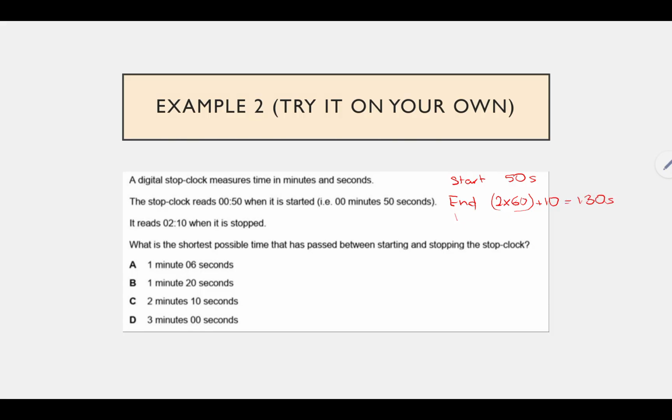Subtract them from each other. 130 minus 50 is 80 seconds. Putting this into minutes and seconds, 1 minute is 60. So 1 minute. And how much do I have from the 80? 80 minus 60 is 20 seconds. So my answer is going to be B.